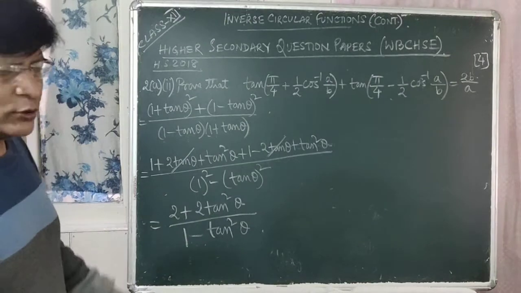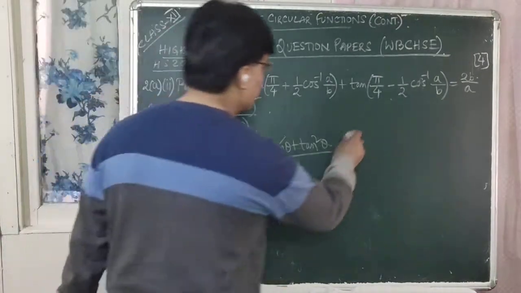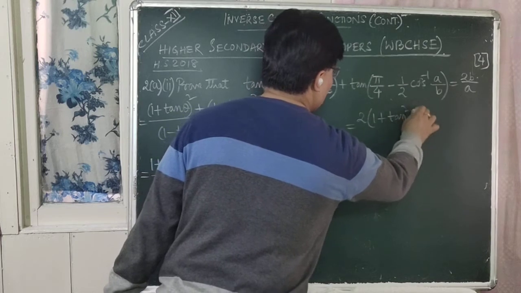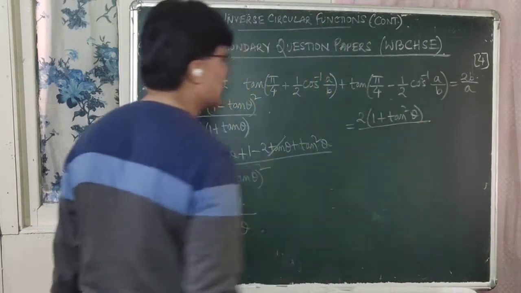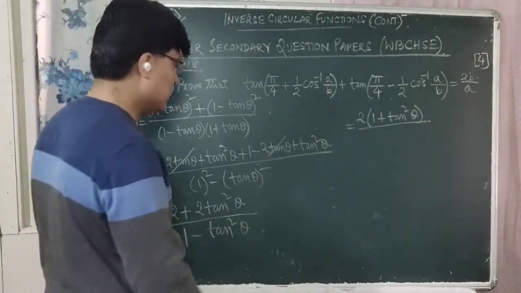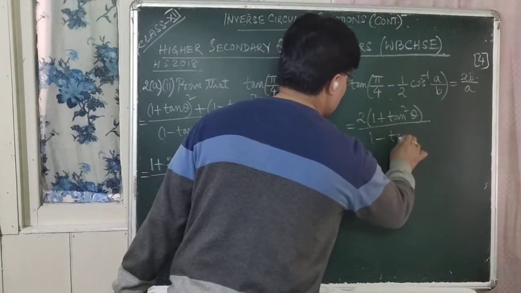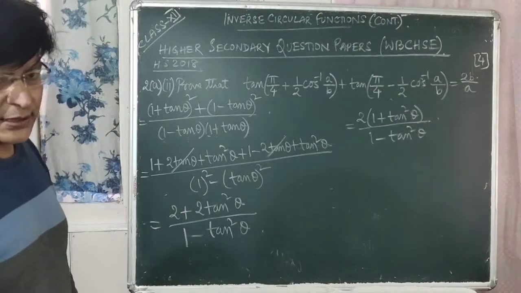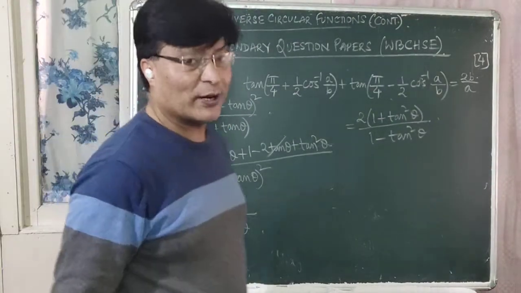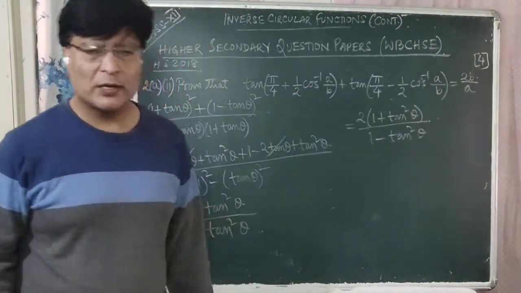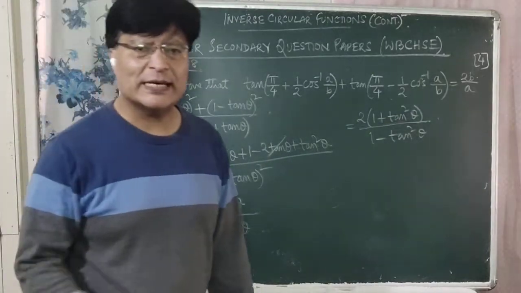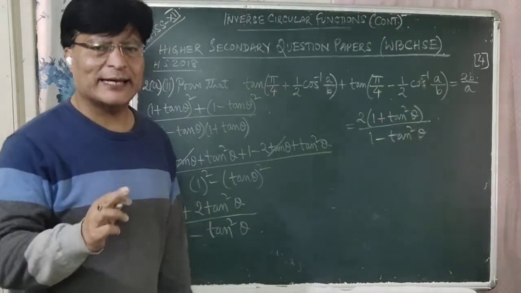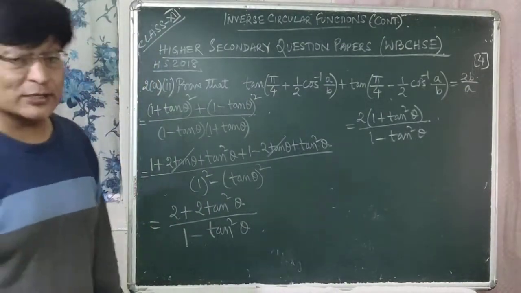So next, what will you do? You can take 2 common here. So it is equal to 2 taken common within bracket, 1 plus tan square theta divided by 1 minus tan square theta. Okay. So there is a formula there, cos 2 theta. What is the formula for cos 2 theta in terms of tan? Cos 2 theta is equal to 1 minus tan square theta upon 1 plus tan square theta.